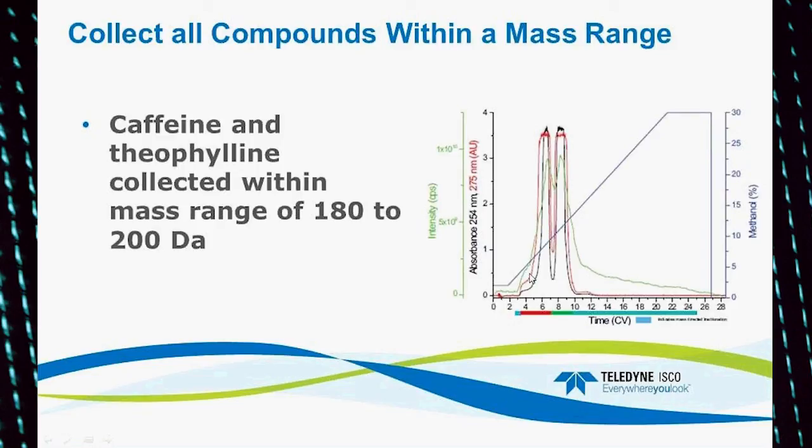So you could collect off the UV. We've got 2 different wavelengths we were monitoring on the UV, 254, 275. And then we've got the mass spectra signal here. And so in this case, all 3 of those wavelengths were driving the fraction collector based upon the signal breaking through their threshold.